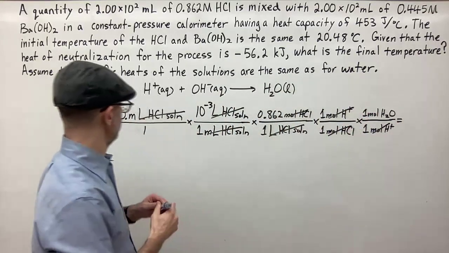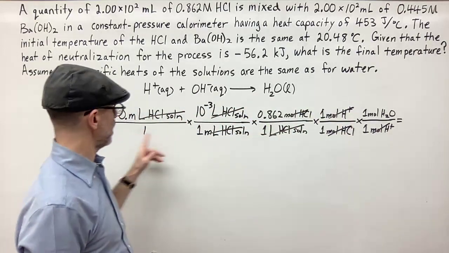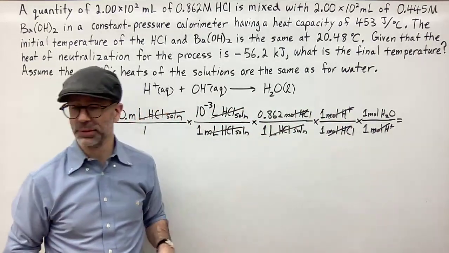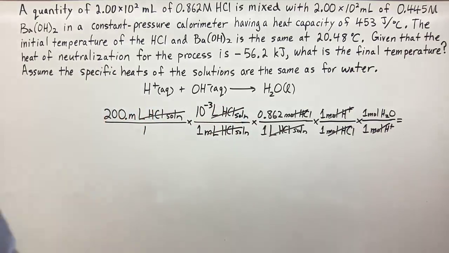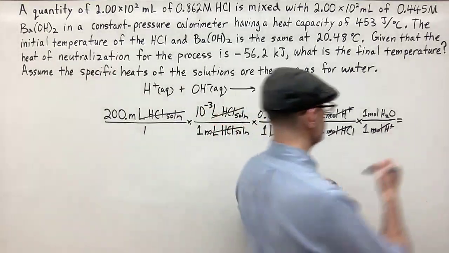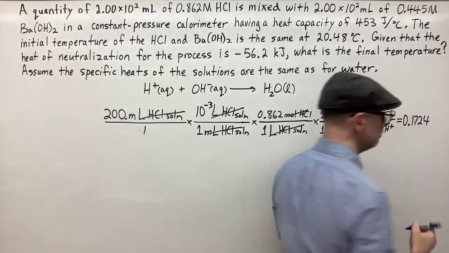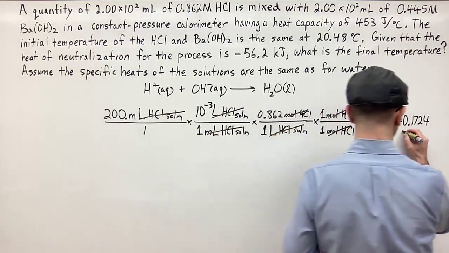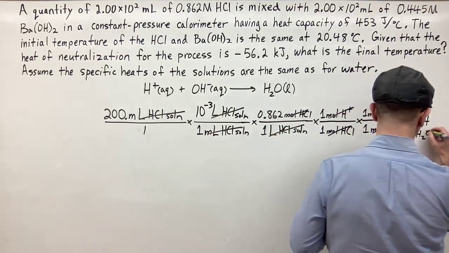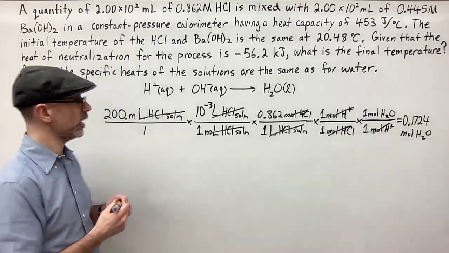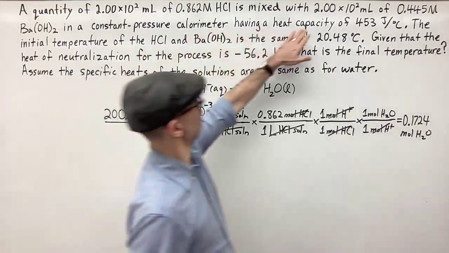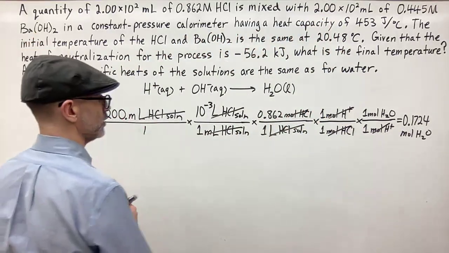And so all I need to do is multiply across the top, divide by the bottom. All the bottom are ones, so that's not a big deal. When I calculate that, I get 0.1724. So that's the number of moles of H2O. Now, I can do the same thing with my 200 milliliters of the barium hydroxide. So let's go ahead and do that.